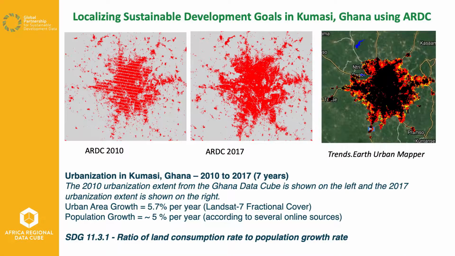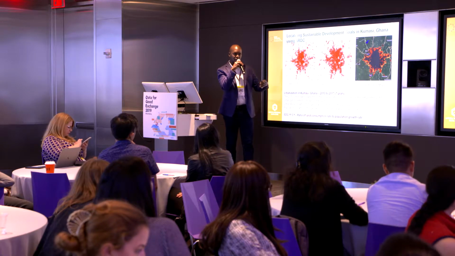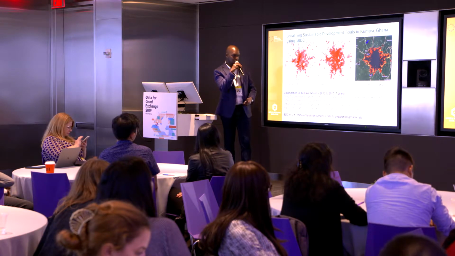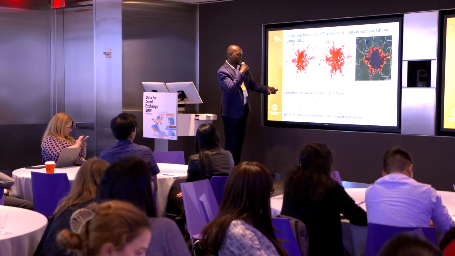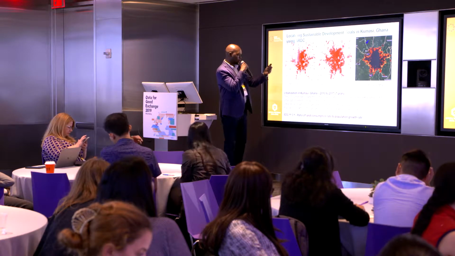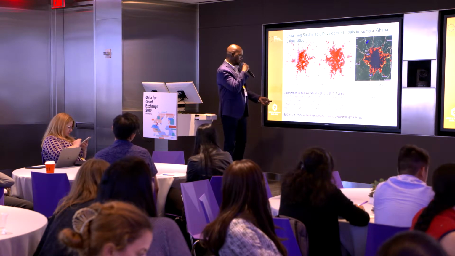Using the Africa Regional Data Cube, this was the extent of urbanization in the year 2010. But by 2017, when the analysis was run, you could see that the concentration of red had really increased. And we compared these results with the results of trends.earth, which is an urban mapper. And clearly the results we were getting using the Africa Regional Data Cube and Landsat imagery was quite similar to what trends.earth would actually give you. And of course, the extent from the Ghana Data Cube is shown on the left, like I said. And you can compare that to what Trends.Earth Urban is giving us.